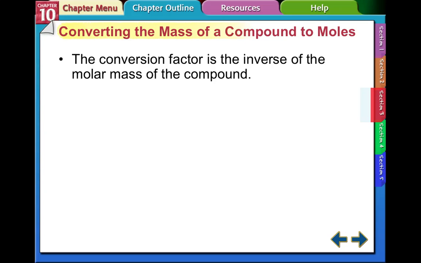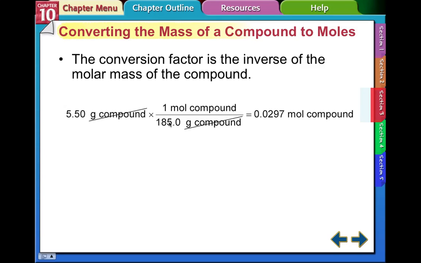Converting the mass of a compound to moles. The conversion factor is the inverse of the molar mass of the compound. Okay, so here's your example. If we have 5.5 grams of the compound, how many moles do we have? So you have 5.5. What you're given always goes on the left-hand side, and then you use your mole to grams ratio. Notice that your grams of compound can cancel out. Your units that are left are what you're looking for, moles of compound, and then you do the math.